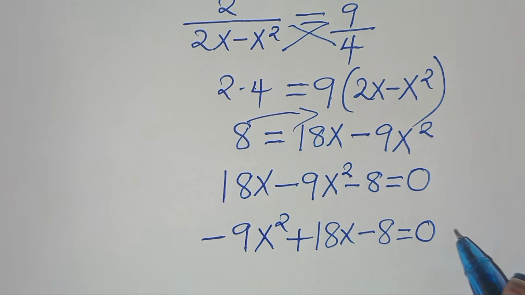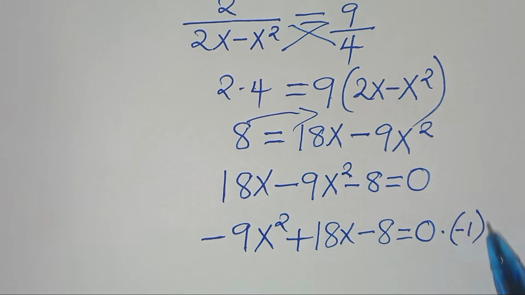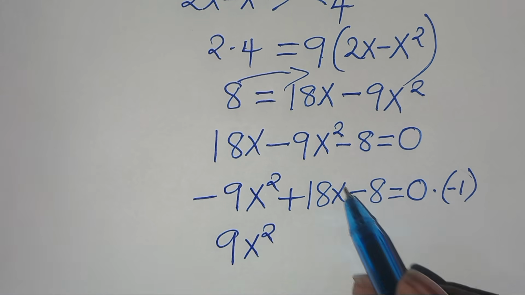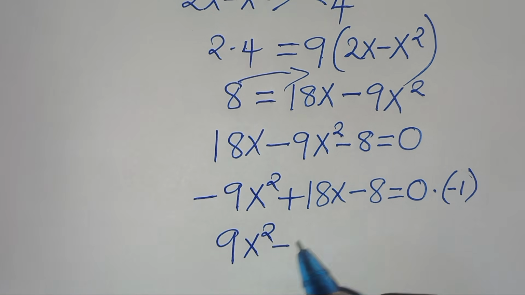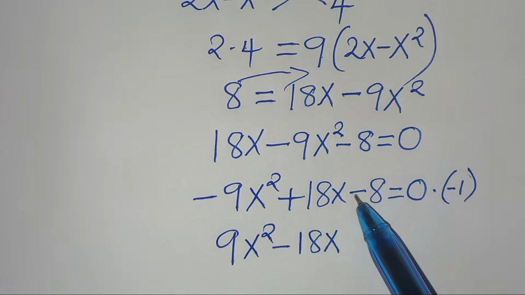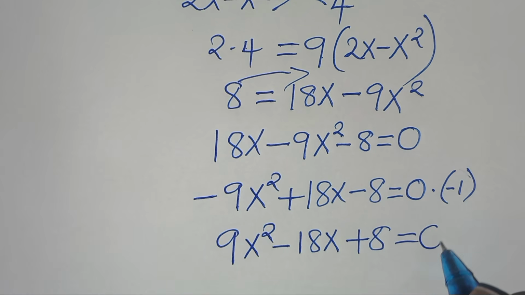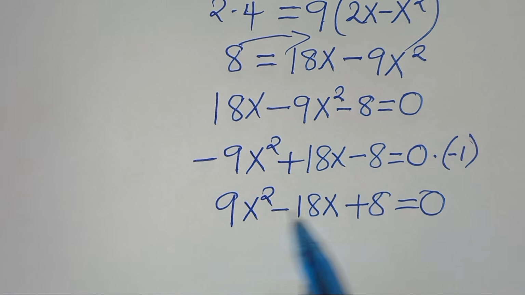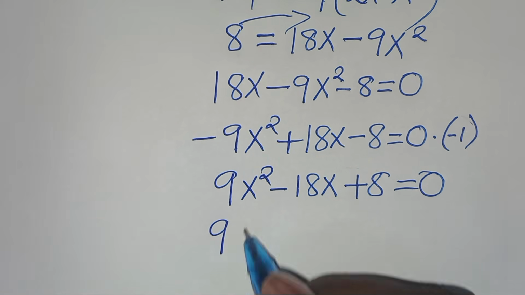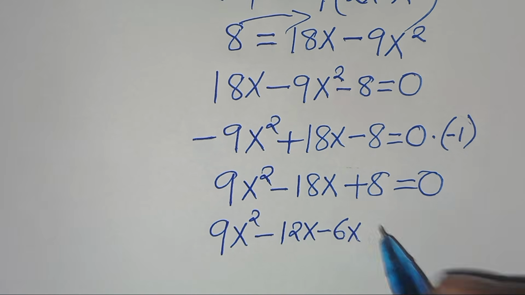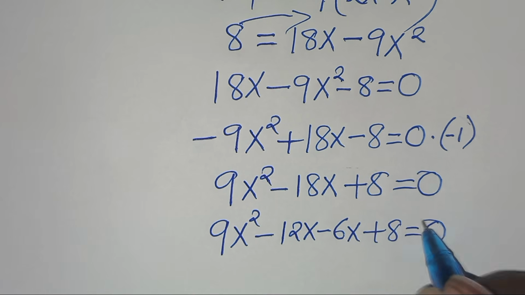So let's multiply everything here by negative 1. So negative 9x squared times minus 1, this is 9x squared, plus 18x multiplied by minus 1, this is minus 18x. Then we have minus 8 times minus 1, this is plus 8, and this is equal to 0. Now, again, this is a quadratic equation. We can solve this by factorization method. We have 9x squared minus 12x minus 6x plus 8, this is equal to 0.